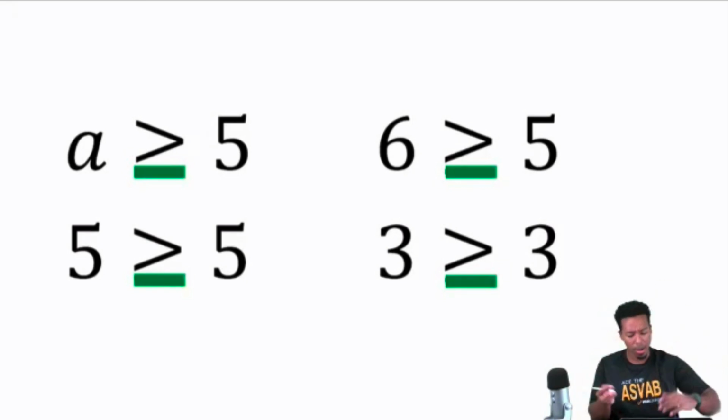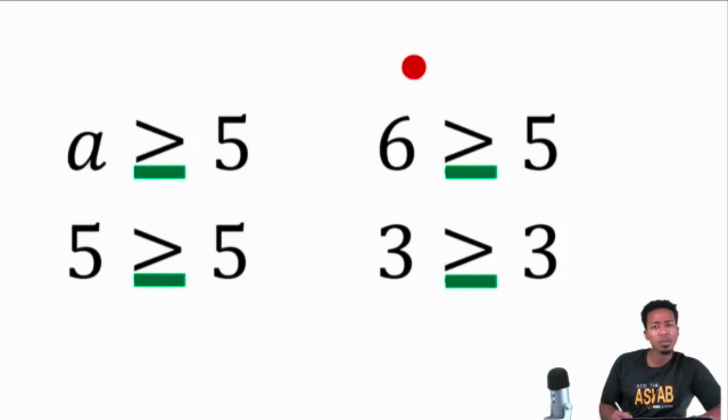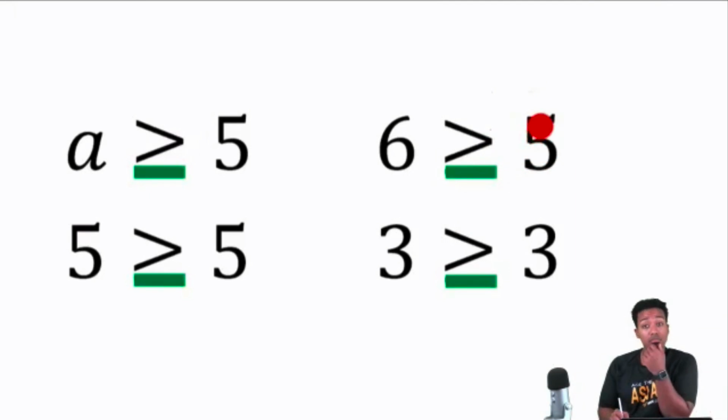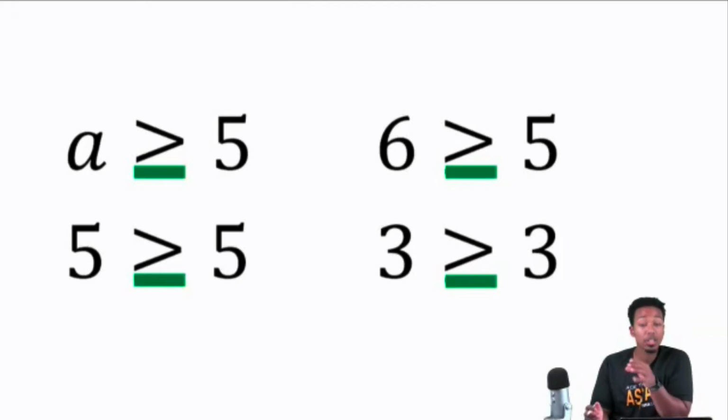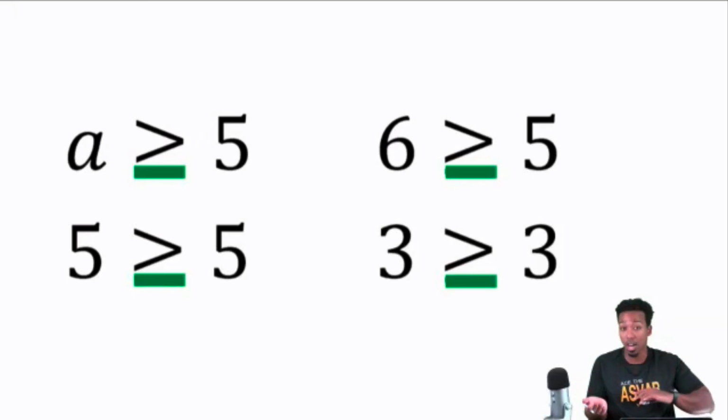Because if you think about it, what if A was 6? Is 6 greater than or equal to 5? Yes or no? Right, it is. And which one specifically? Is it the greater or the equal? Right, it's the greater part of it. Remember, it is one or the other, either one. If either one of those conditions is checked off, then you're good. That is a true statement.